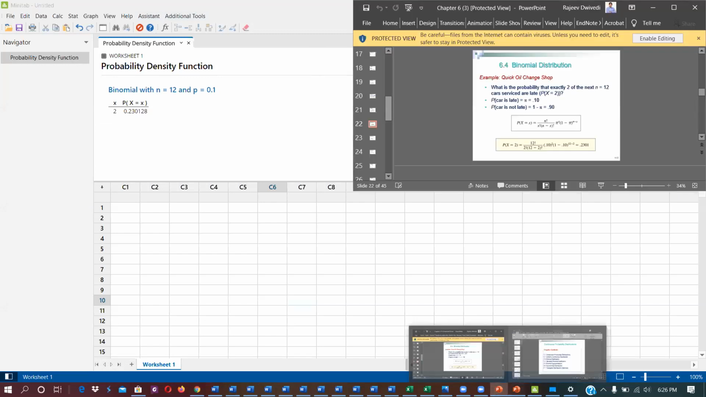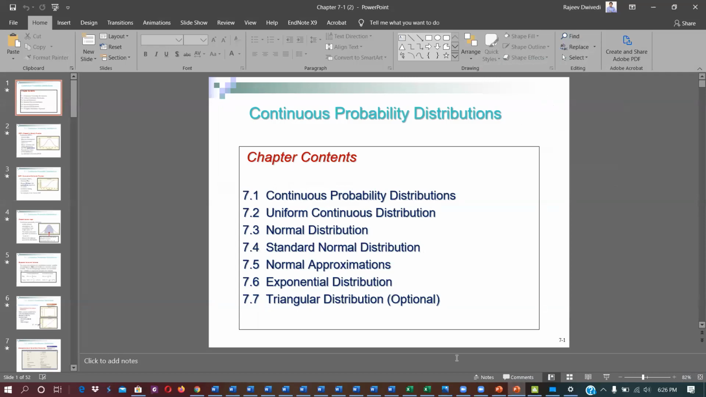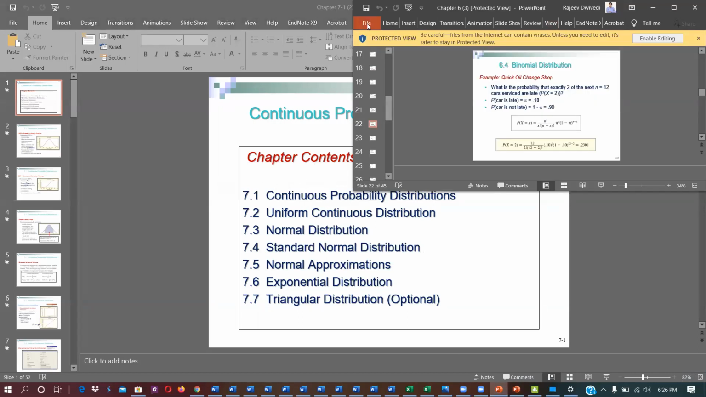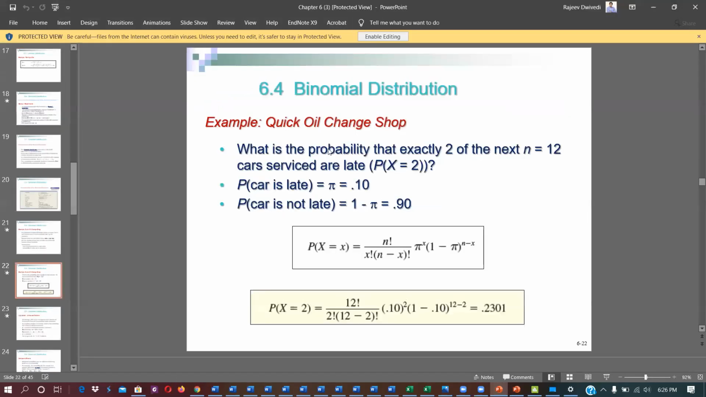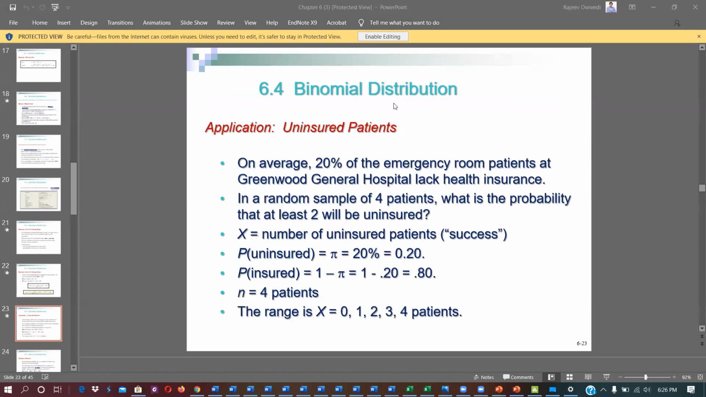So this is the case of binomial distribution. Similarly, you can do, let's say this example, let's look into that. On an average, 20% of emergency room patients at Greenwood General Hospital lack health insurance, means 20% don't have the insurance. In a random sample of 4 patients, what is the probability that at least 2 will be uninsured?